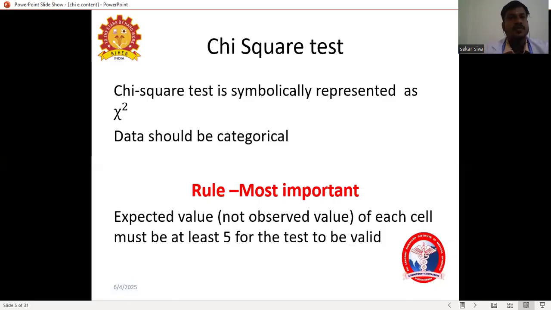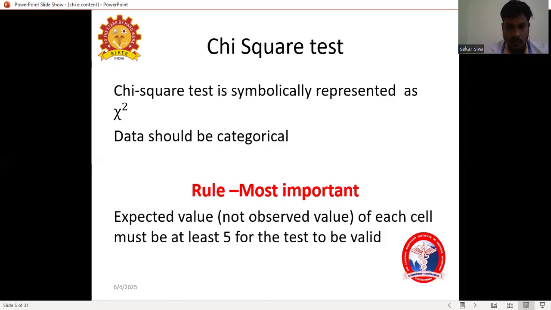Okay. The chi-square test is symbolically represented as chi-square. The data should be categorical. So the nominal and ordinal data will be used only for this chi-square, not the interval and ratio scale. If it is an interval and ratio scale, we have to make them into categories, and then we can do a chi-square test. Okay. So it's a non-parametric test to use the association between two categorical variables. This is mainly used to find any association between two dichotomous variables.